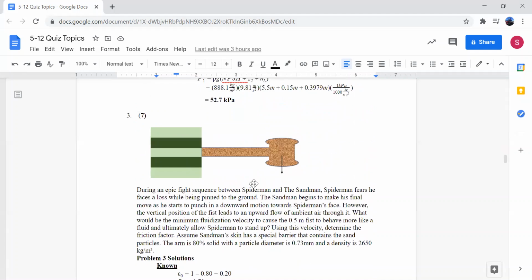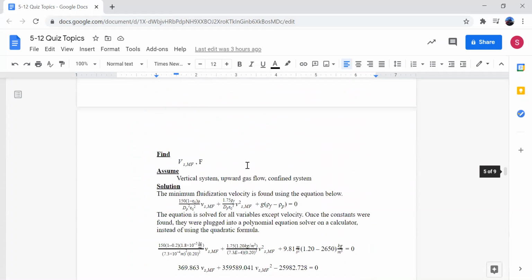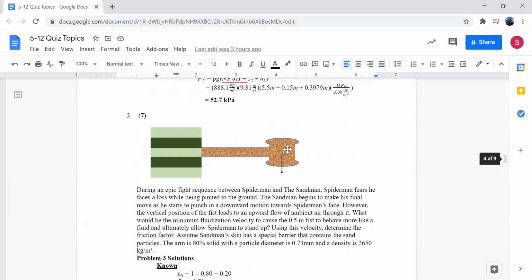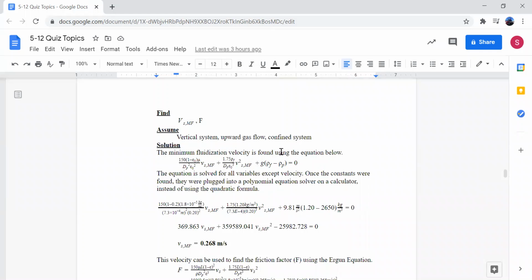Okay, number 3, this is flow through porous media. We're going to be looking at the minimum fluidization velocity and the Ergun equation. We can assume that this is a vertical system, there's an upward gas flow, and that it is a confined system because you have Sandman punching Spider-Man. You can think of his arm as being porous sand. So if we wanted to find the minimum fluidization velocity to get his solid arm to act more like a fluid, then we can use this equation.